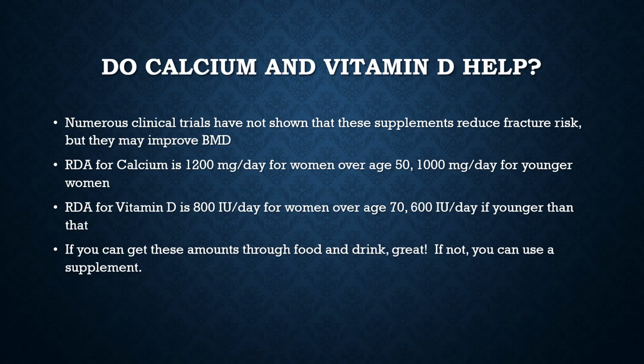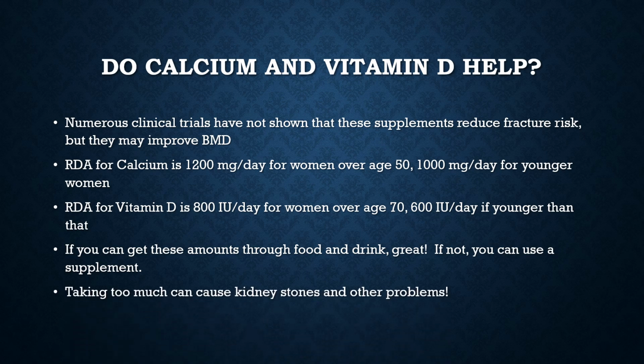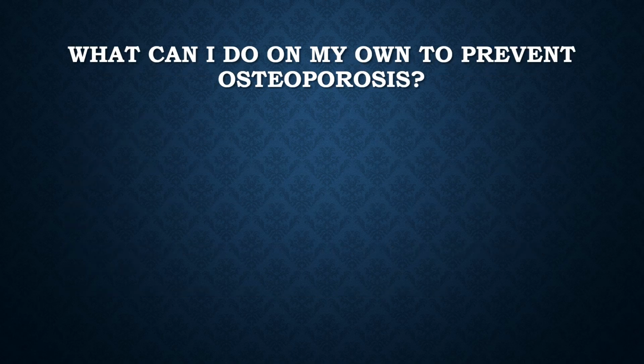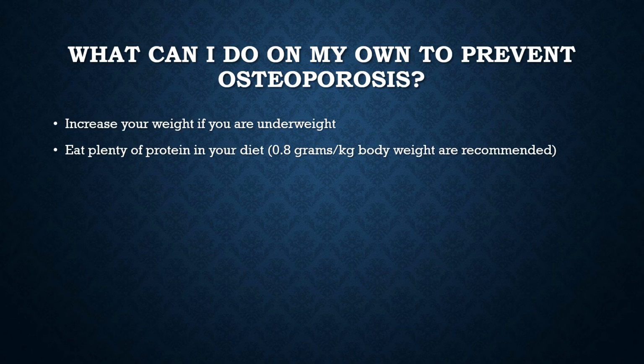If you can get these RDA amounts for calcium and vitamin D through food and drink, that is great. If not, you can use a supplement. Be aware that taking too much calcium and vitamin D could cause kidney stones and potentially other issues, so do not take too much. There are some things that you can do on your own that might help prevent osteoporosis. Increasing your weight if you're underweight, eating plenty of protein in your diet, 0.8 grams per kilogram of body weight are recommended.